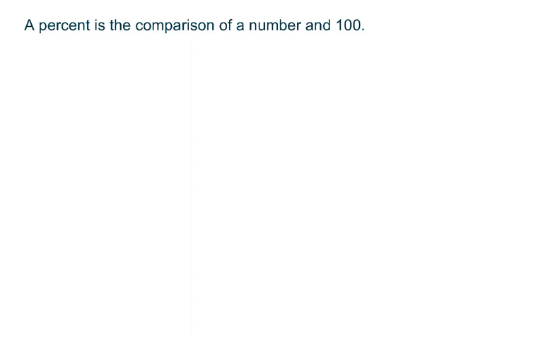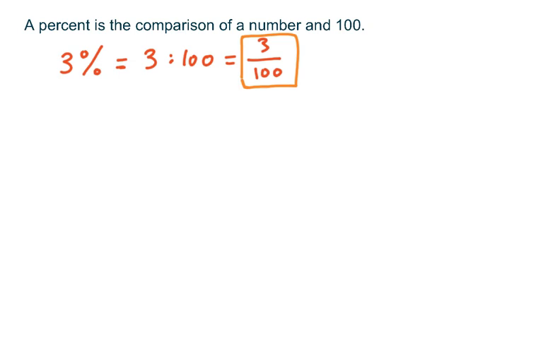So for example, if we have something such as 3%, based on the definition, we can write it as the comparison of 3 to 100. We can also write it in fraction form, which is 3 over 100. And this will be the main skill we're going to use. Another example, if we have something such as 33 and 1/3%, we can write it as 33 and 1/3 compared to 100, or 33 and 1/3 over 100, etc.